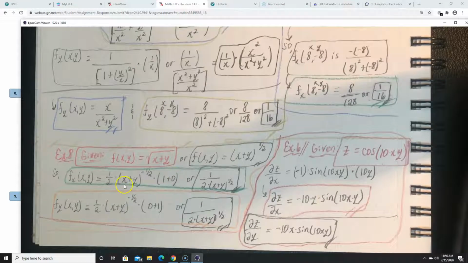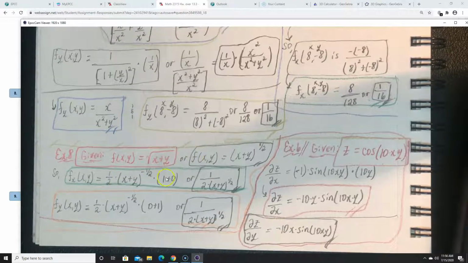Times the derivative of the inner function, which is x plus y. Now what's the derivative of x plus y with respect to x? Well, the derivative of x with respect to x is 1. That's right here. Plus the derivative of y with respect to x partially, well, that y is considered a constant then, and the derivative of a constant by itself is 0. So this derivative of the inside becomes 1 plus 0.